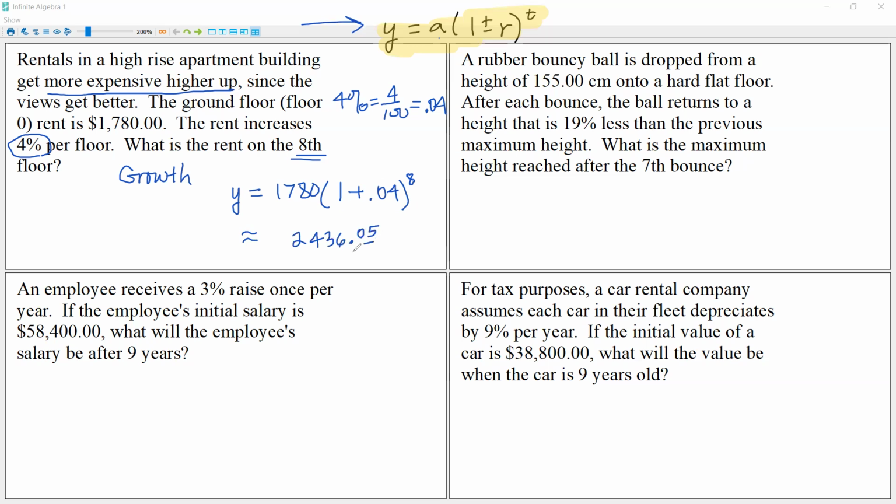$2,436.05. Remember that this is money, so dollars and cents make sense. Even though your decimal is much longer than that, money is just dollars and cents. So you just want to go to the hundredths place there.